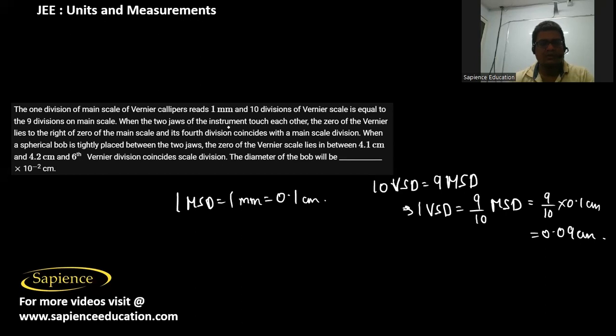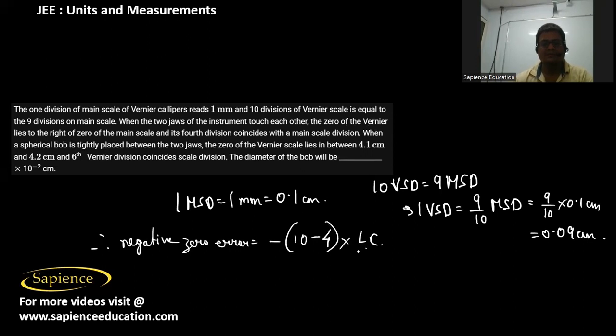So, when the two jaws of the instrument touch each other, the zero of the vernier lies to the right of the zero of the main scale, and its fourth division coincides with the main scale division. So therefore, here we have negative zero error. Negative zero error will be equal to minus of 10 minus the fourth division coincides. So 10 minus 4 into the least count.